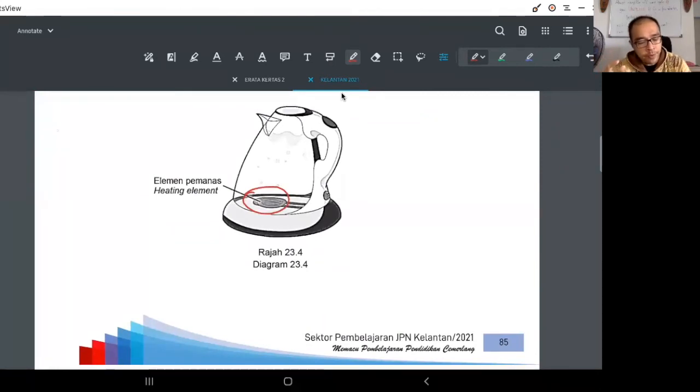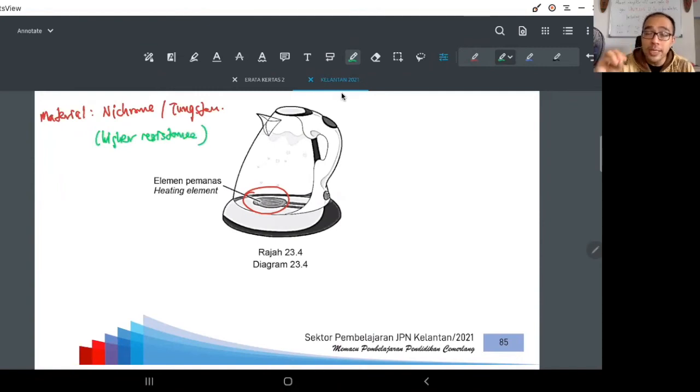Number one, the material. The material is either nichrome or tungsten. And why do we use nichrome or tungsten? Because it has a higher resistance. And remember what I said just now? Resistance produces heat. When you have higher resistance, you will have more heat. And that's why we want nichrome and tungsten. So higher resistance, higher heat.